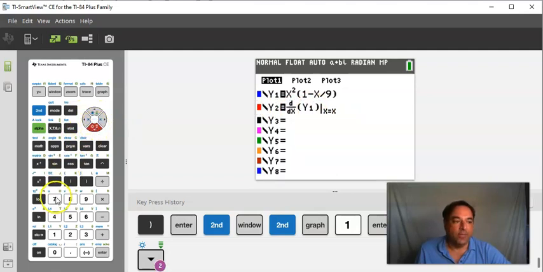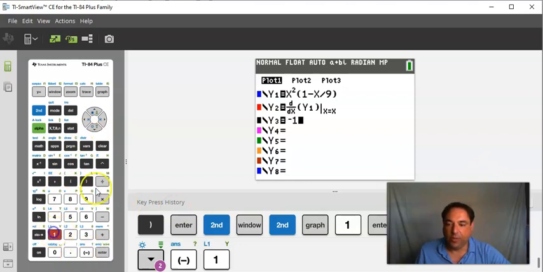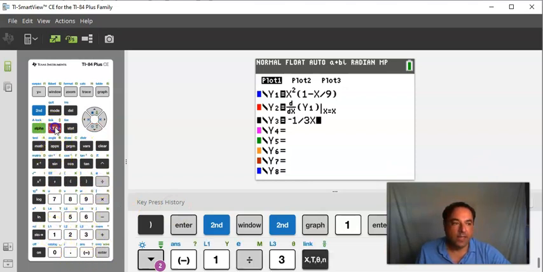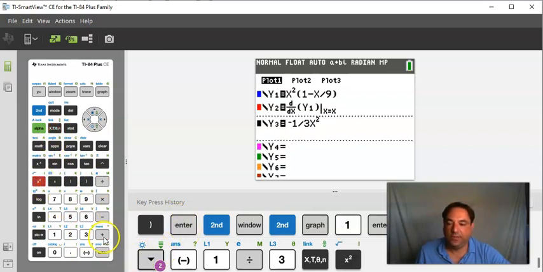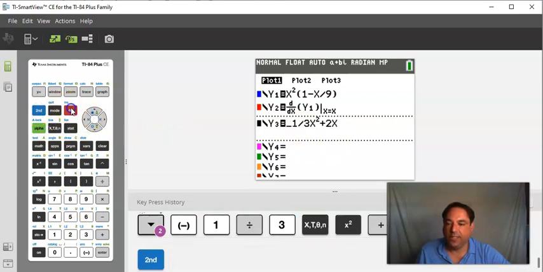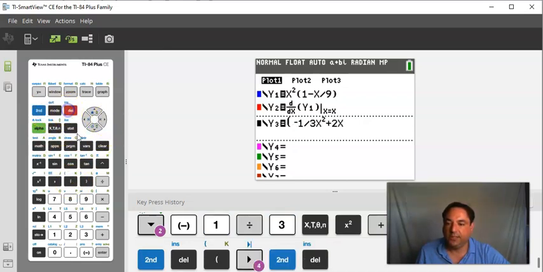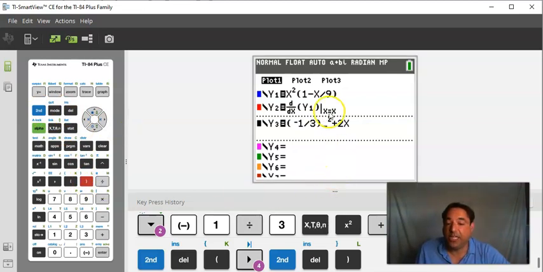Then y3, our derivative, make sure you type that in correctly. I'm going to put negative, not subtraction, negative 1 divided by 3, x squared plus 2x. Now again, if you want to put that 1/3 in parentheses, that's a good practice. Maybe I'll go ahead and do that just to model it. Second, delete to insert parenthesis. Second, delete to insert close parenthesis. Just a good practice to put fractions in parentheses. And I'm checking my work. If y2 and y3 are the same, that means we did it correctly.